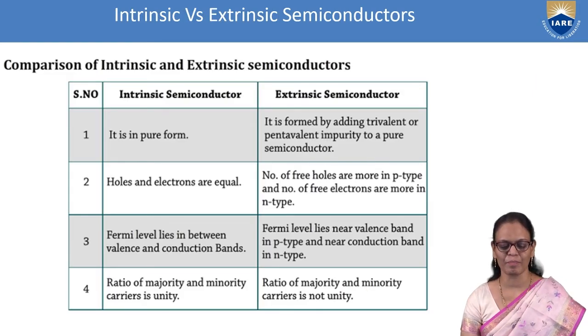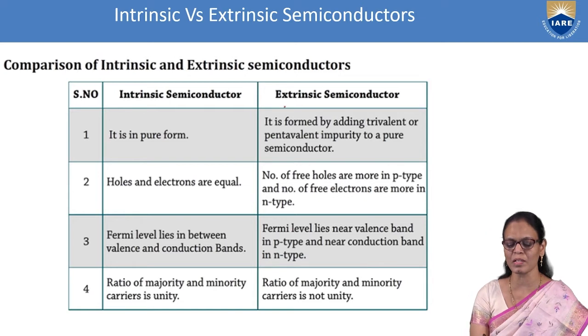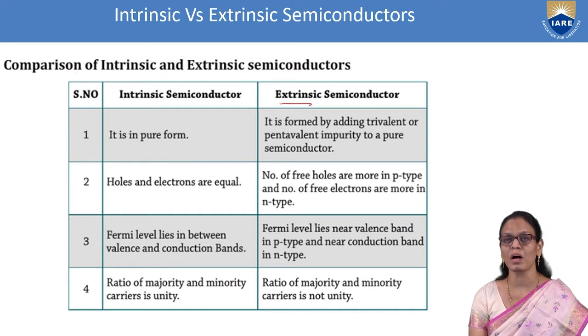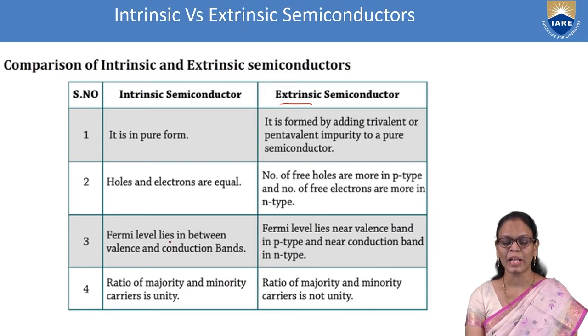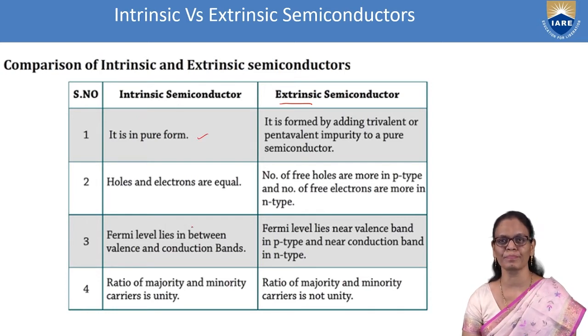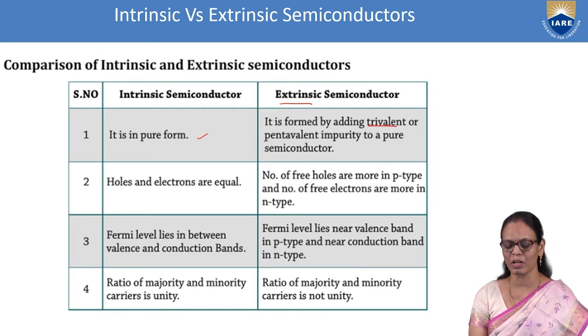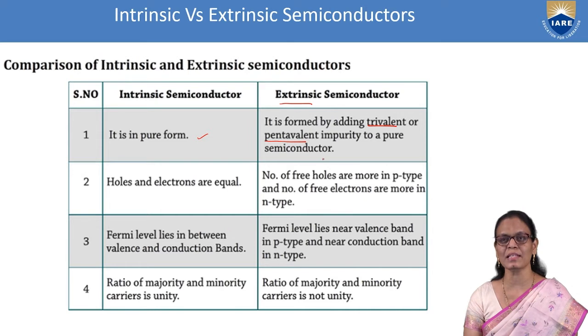Now let us compare intrinsic with extrinsic semiconductors, because we are going to see extrinsic semiconductors in detail. So it is good to know how extrinsic semiconductors are different from intrinsic semiconductors. Intrinsic semiconductor is in its pure form, meaning pure. If you are taking a silicon crystal, all the atoms are silicon atoms. But an extrinsic semiconductor is formed by adding a trivalent impurity or a pentavalent impurity. In both cases, we call it an impurity, and it becomes an extrinsic semiconductor.